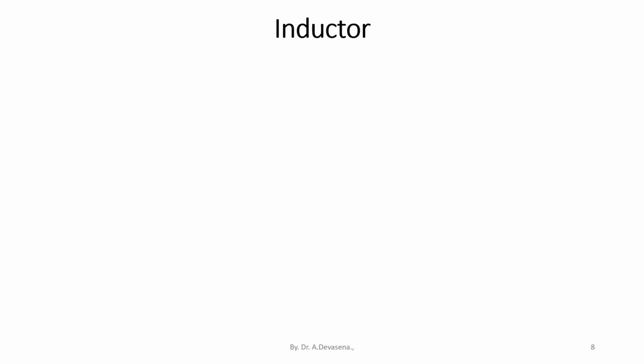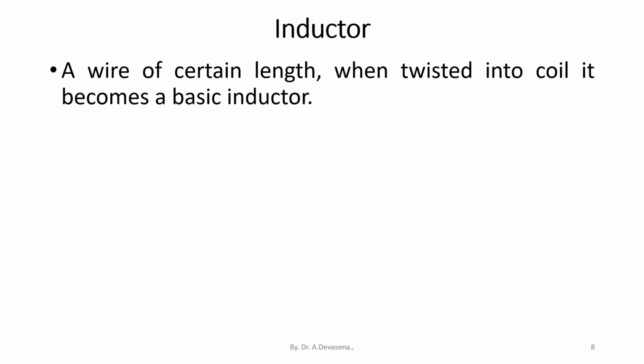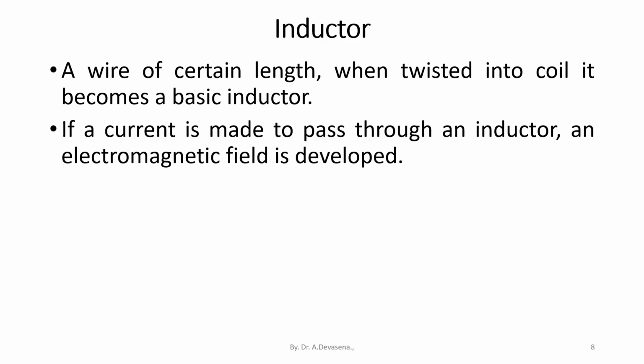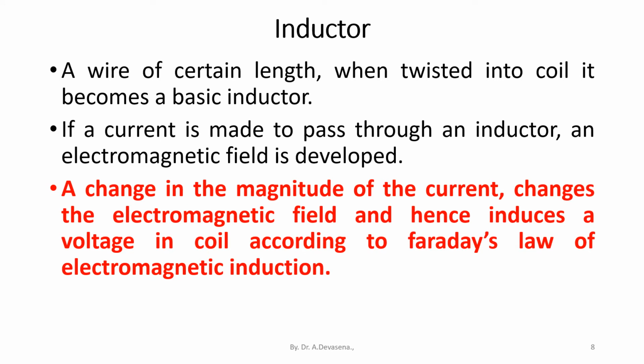Let us see about the inductor. A wire of certain length, when twisted into a coil, becomes a basic inductor. If a current is made to pass through an inductor, an electromagnetic field is developed. A change in the magnitude of the current changes the electromagnetic field and hence induces a voltage in the coil according to Faraday's law of electromagnetic induction.